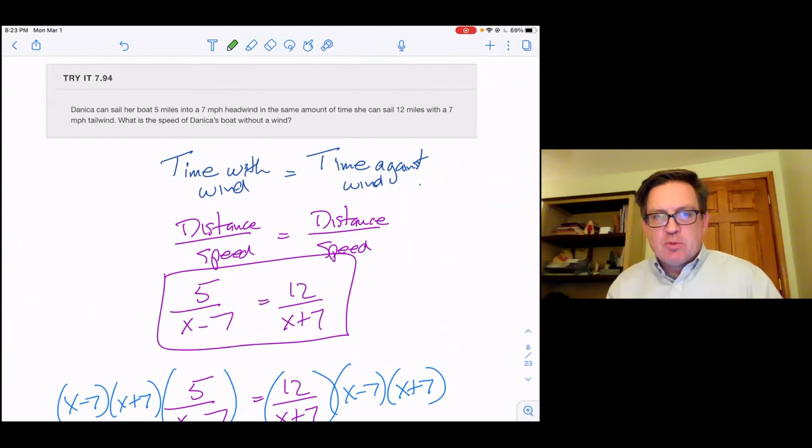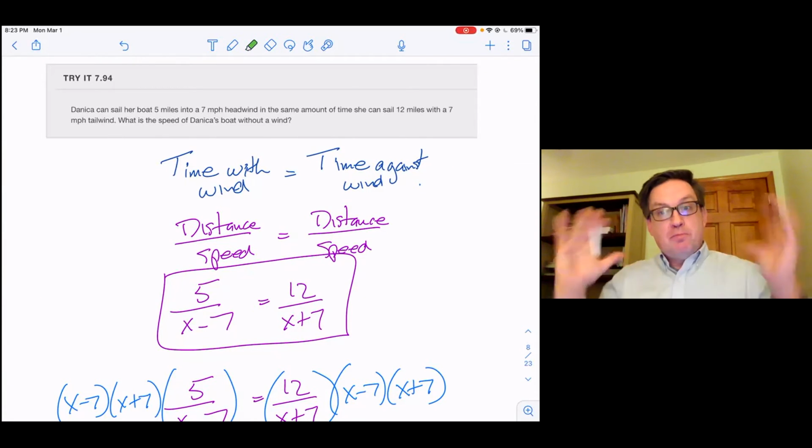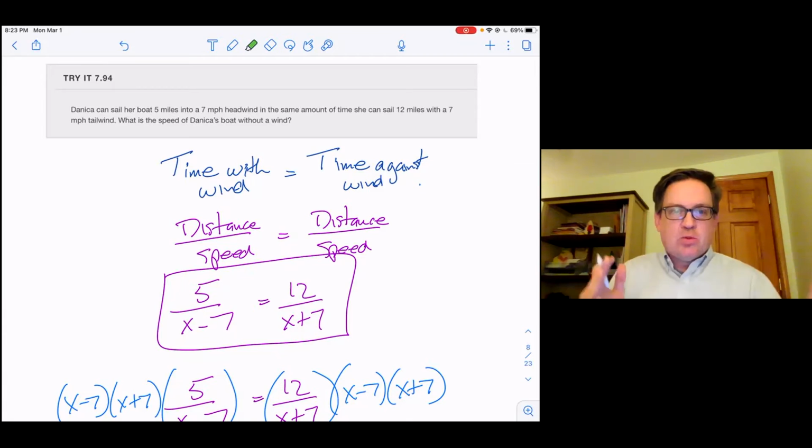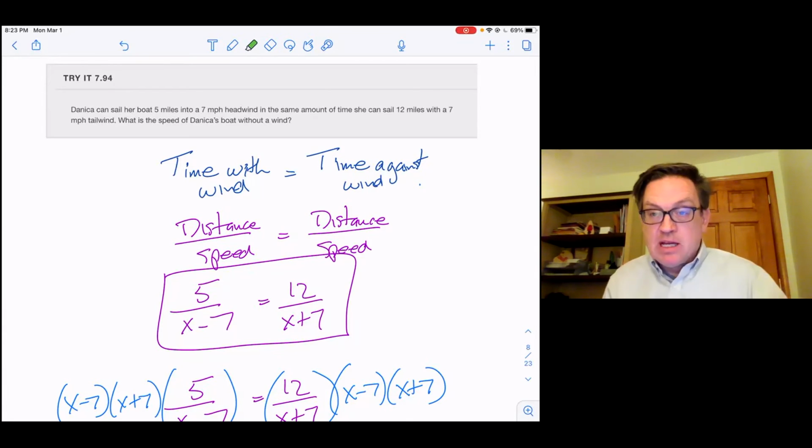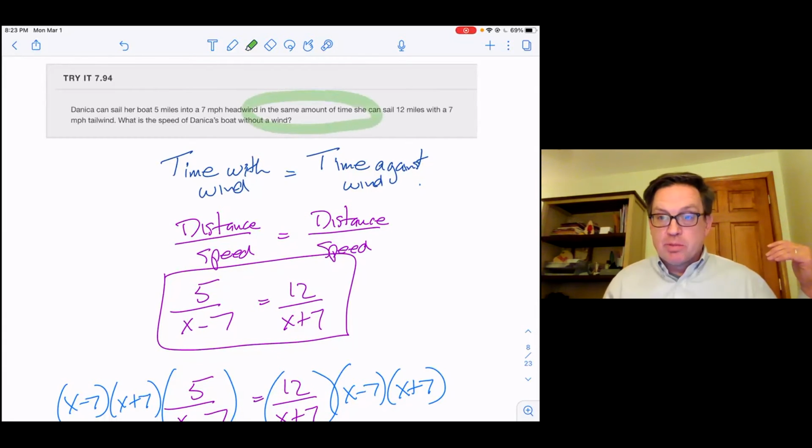A more complicated example we talked about was the time and speed problem, the distance and rate problems. We've done these a couple times, but let's see if we can talk through this one. What I tried to say in class is, what's the big picture equation here? What's equal to what? It says Danica can sail her boat 5 miles into the wind, so the wind is slowing you down, in the same amount of time as her return trip. So the time with the wind equals the time against the wind.